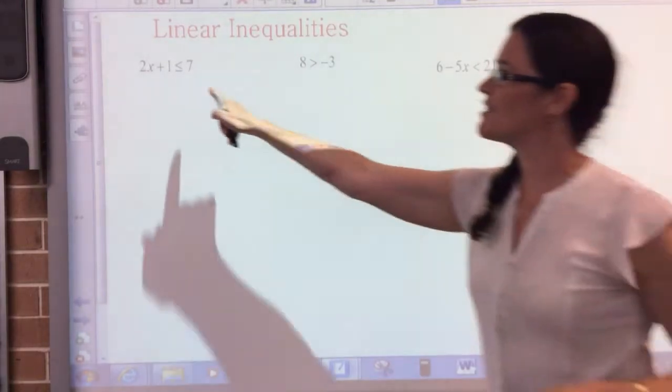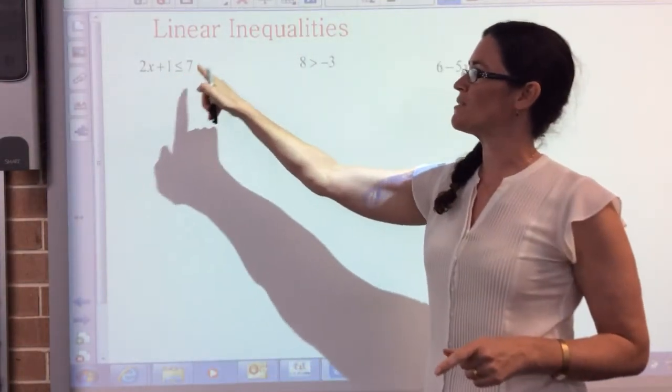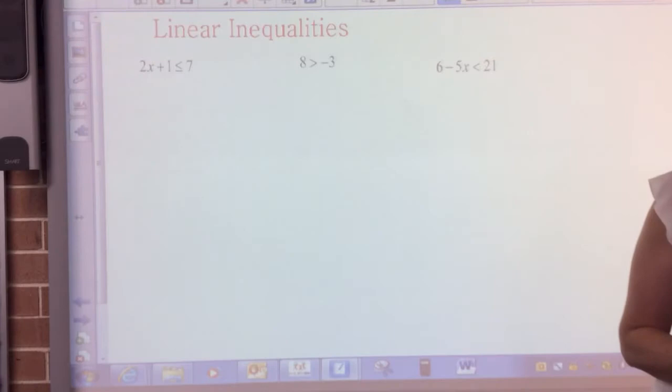So in my first example, I have 2x plus 1. I need to know when it's less than or equal to 7. Now we know how to solve when it's equal to 7. We just balance the equation. We subtract 1, we divide by 2. We're going to follow the same idea.